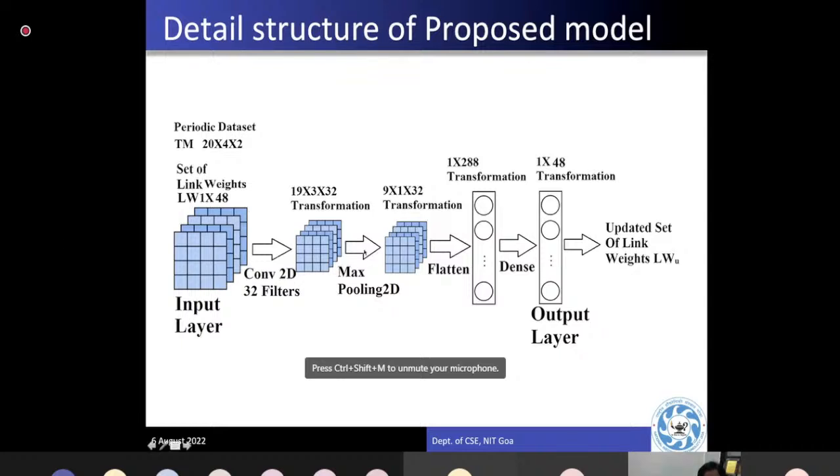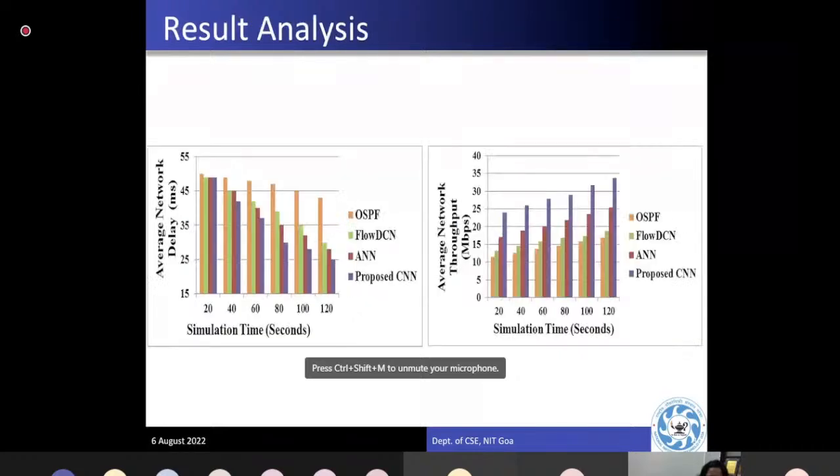Then the filter is extracted and the size is reduced to this much. Then we do the max pooling, and after that we do the flatten. We have considered two convolutional layers, one max pooling, and then we do the flatten and do the update to the neural network. And these are the results, which we have observed in the result section.